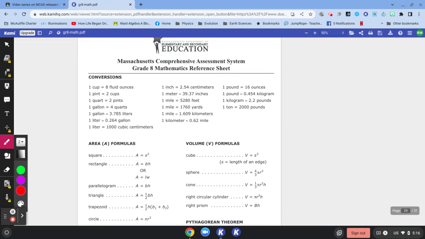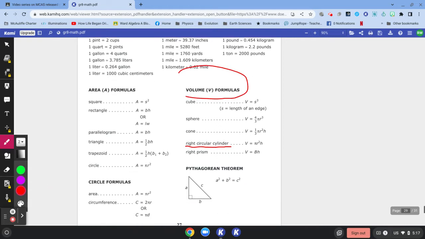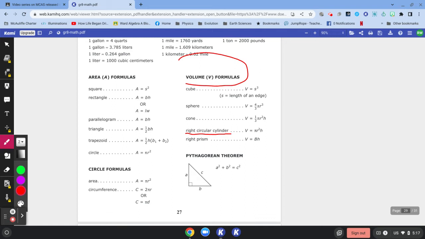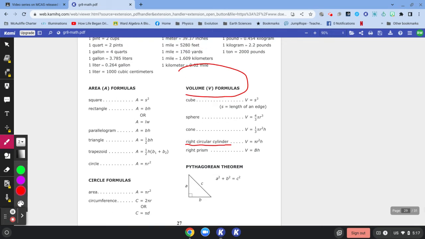This will be something that'll be a link, of course, on MCAS. You can open it up and take a look at the formulas, but find volume. There's volumes, okay? And the volumes: cube, sphere, cone, right circular cylinder, that's the one we want. This formula will work for a non-right circular cylinder as well, but we're just dealing with that. So volume is pi times radius squared times height. There's other information on this page that's useful: the Pythagorean theorem, circle area formulas, circumference formula, etc.